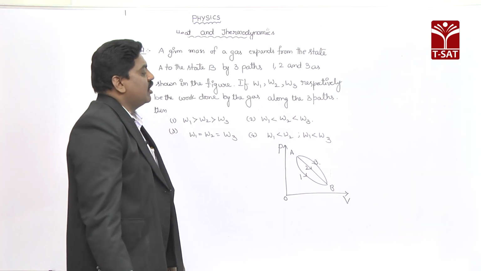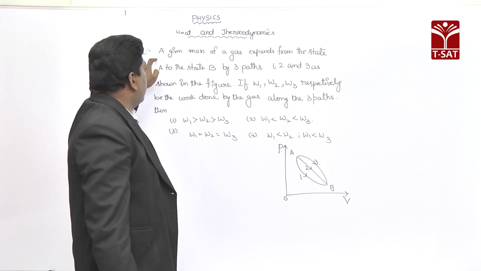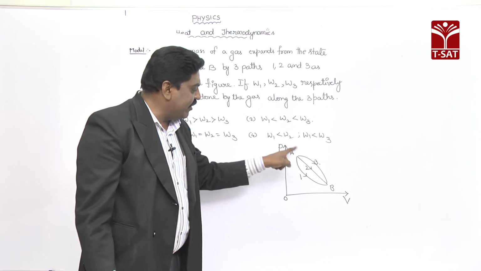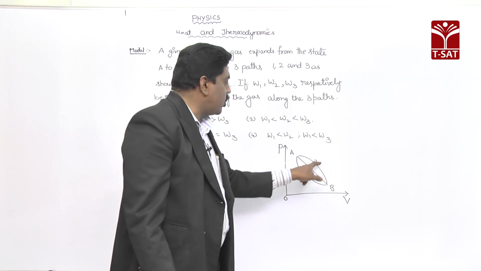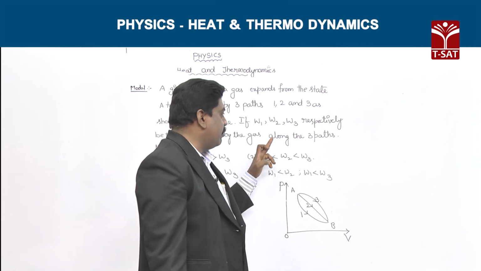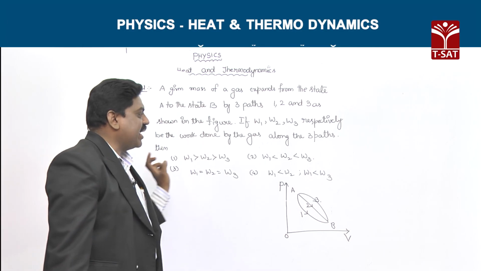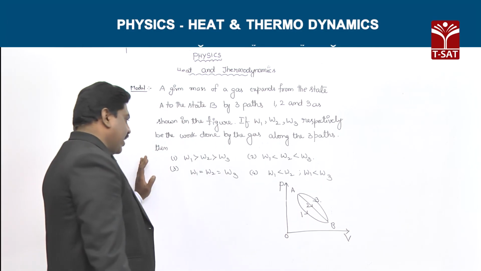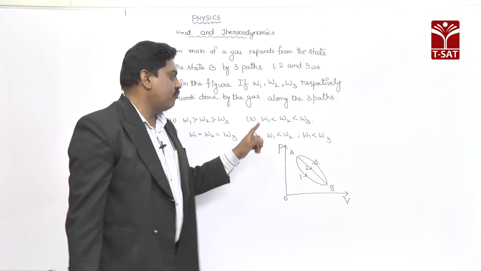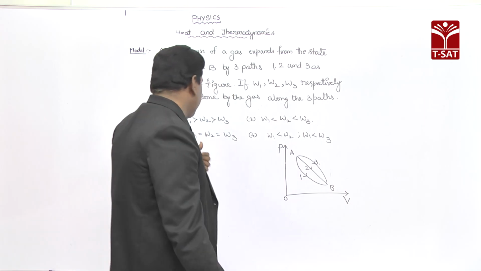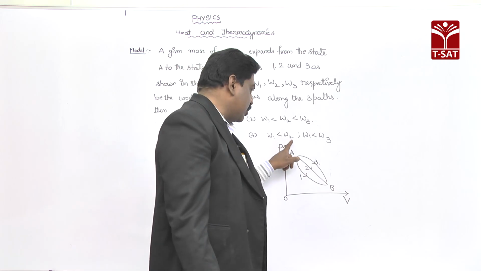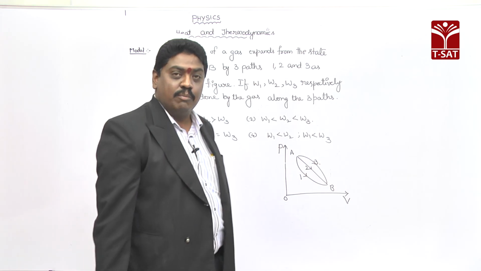Now let us take another model on the graph itself. A given mass of a gas expands from state A to state B by 3 paths, 1, 2 and 3, as shown in the figure. If W1, W2, W3 respectively be the work done by the gas along the 3 paths, then the options are: W1 greater than W2 greater than W3, W1 less than W2 less than W3, W1 equal to W2 equal to W3, and the last option is W1 less than W2 and W1 less than W3.